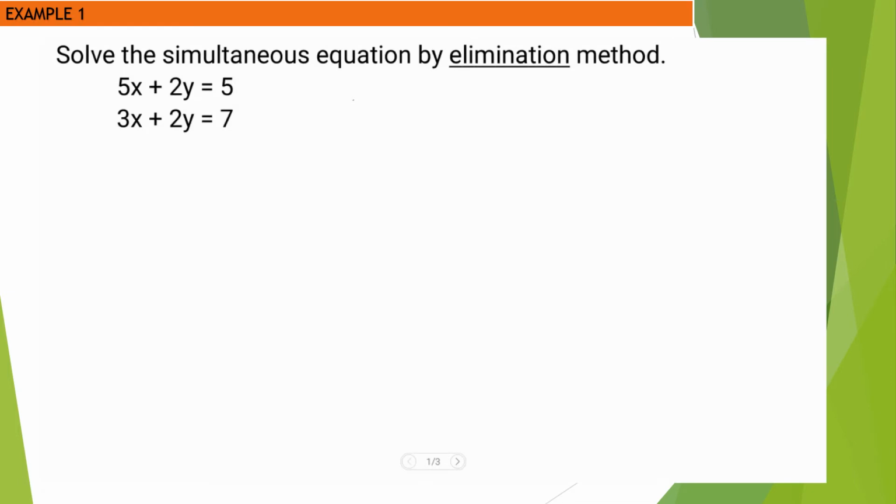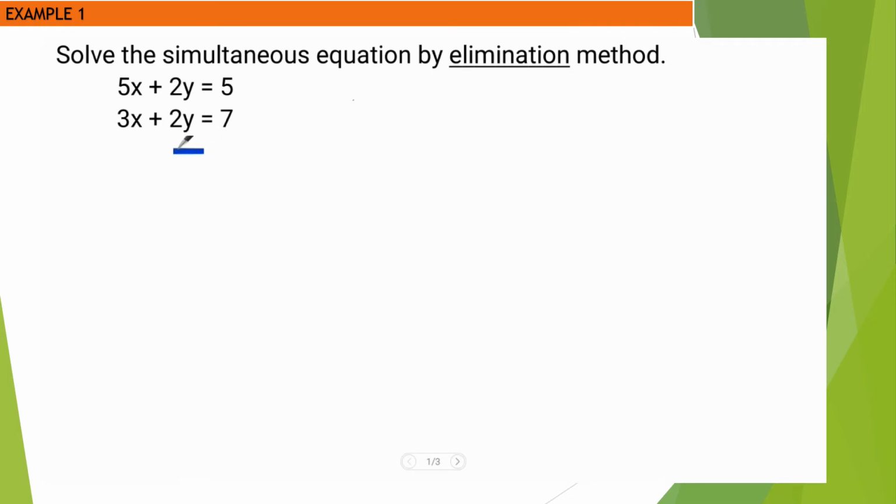In this example, we are going to solve simultaneous equations by the elimination method. Elimination means to cancel. We are going to get rid of one of the variables first, then find the other one. Let's see what we have in this example. We have 5x plus 2y equals 5 in the first equation, 3x plus 2y equals 7 in the second equation.